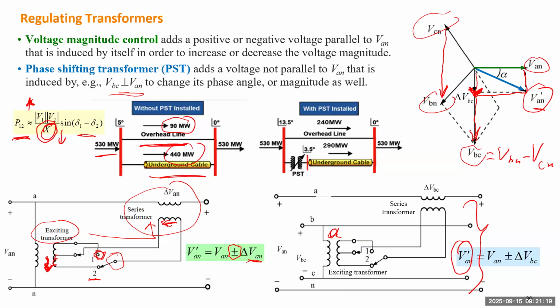That will reduce the angle difference on the underground cable. From these formulas, by reducing this angle, you can reduce this power flow. So eventually the real power flow of the overhead line will be roughly the same as the flow of the underground cable. So that's an application of a phase shifting transformer. Okay, that's the last thing I want to say about transformers.